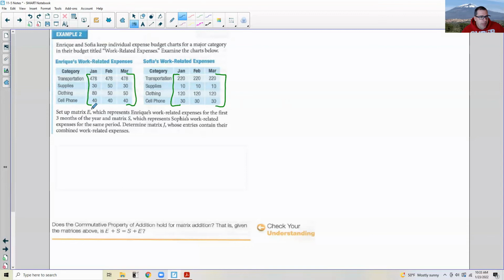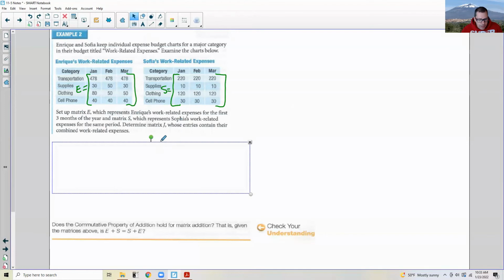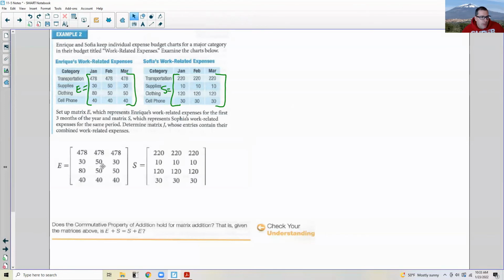It says to set up a matrix that we're going to call E, which represents Enrique's work-related expenses for the first 3 months of the year. So this would be right here. And there's the answer. And it says to set up a matrix S, which will represent Sophia's. So all you have to do is say S equals just these numbers. So I have done that already right here. And so E equals just the numbers and S equals just the numbers.